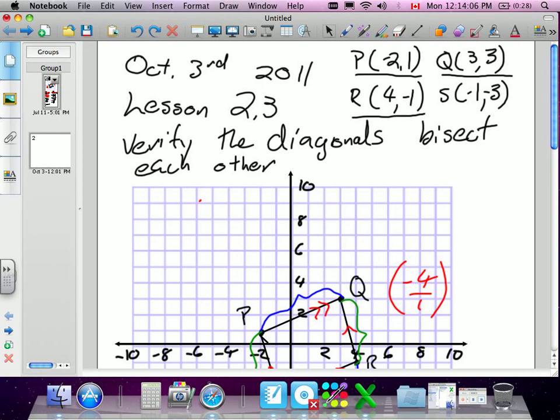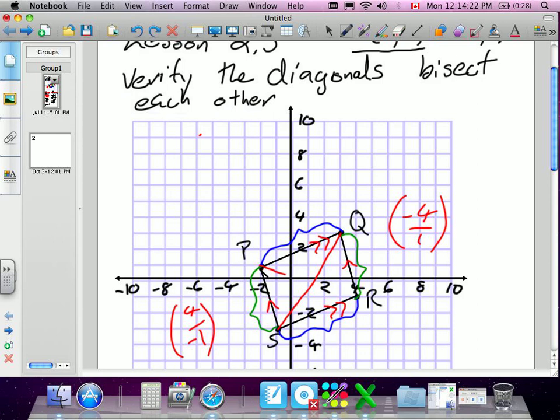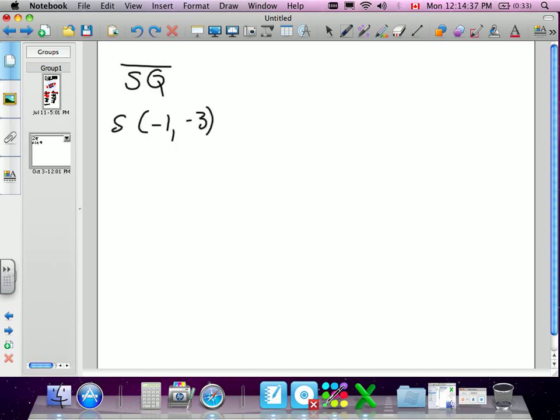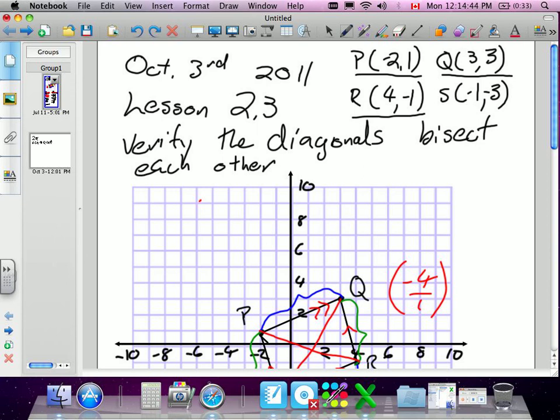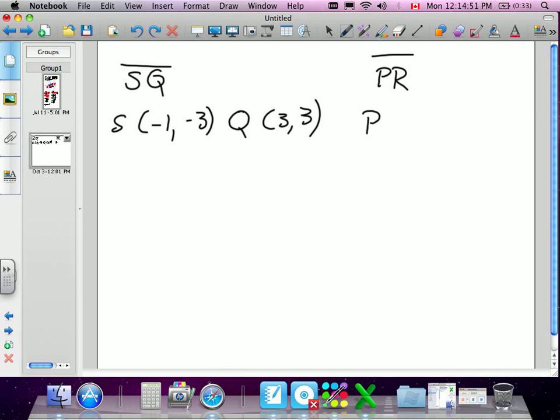This makes some sense. So parallelogram, we've already verified. Now we're going to go back to our original question. Verify the diagonals bisect each other. So, our diagonals are actually S to Q and P to R. So we're going to write those coordinates down here. We have SQ, which is one of them. S is negative 1, negative 3. Q is 3 and 3. SQ and PR. PR is our other diagonal. Line segment PR. Point P is negative 2 and 1. R is 4 and negative 1.